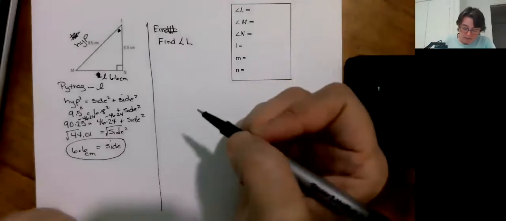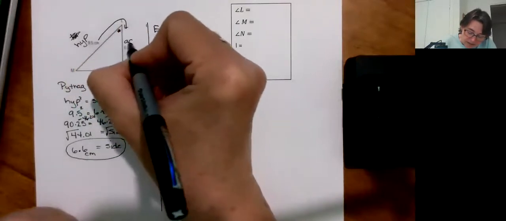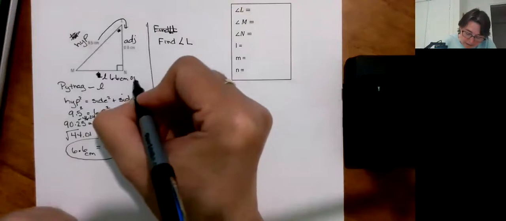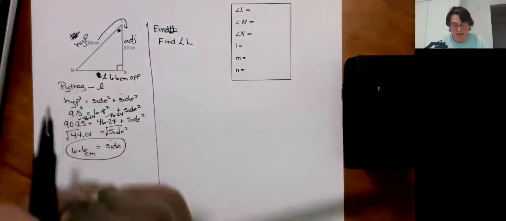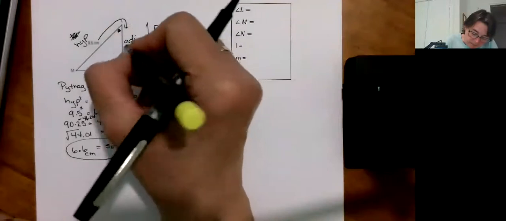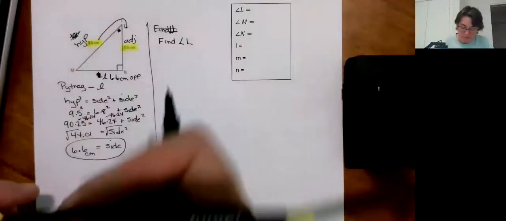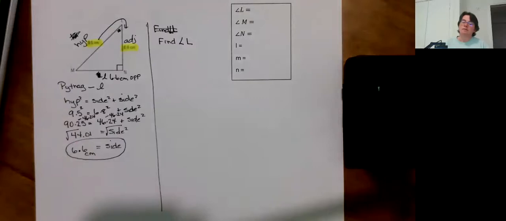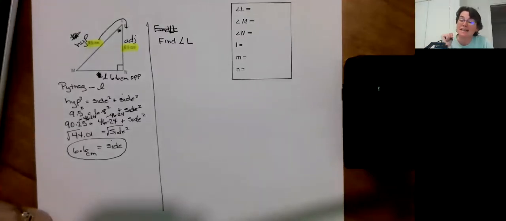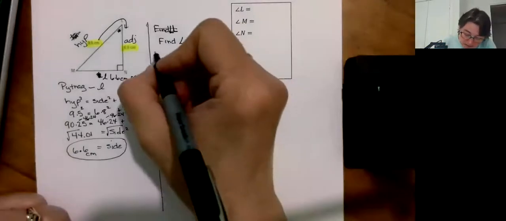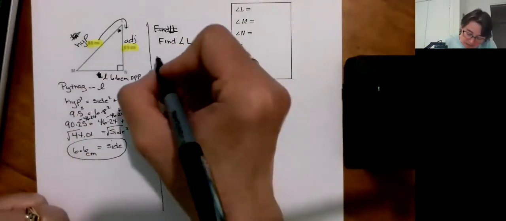But I better do some labeling because I don't know. Okay, there's my hypotenuse. I'm going to find angle L. So we go around here. This is going to be adjacent, and this is going to be opposite. All right, so I'm going to use these two because I have the numbers for them. I don't want to use that 6.6 because I made a mistake. I'd rather start fresh with the numbers in the question because I know those are exact and I know they're right. So I have adjacent and hypotenuse, that's cosine.